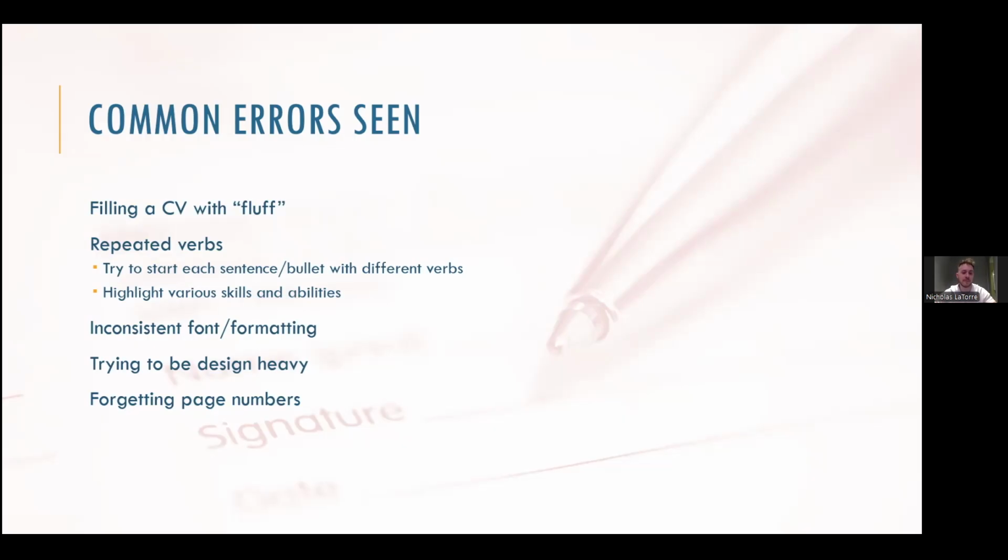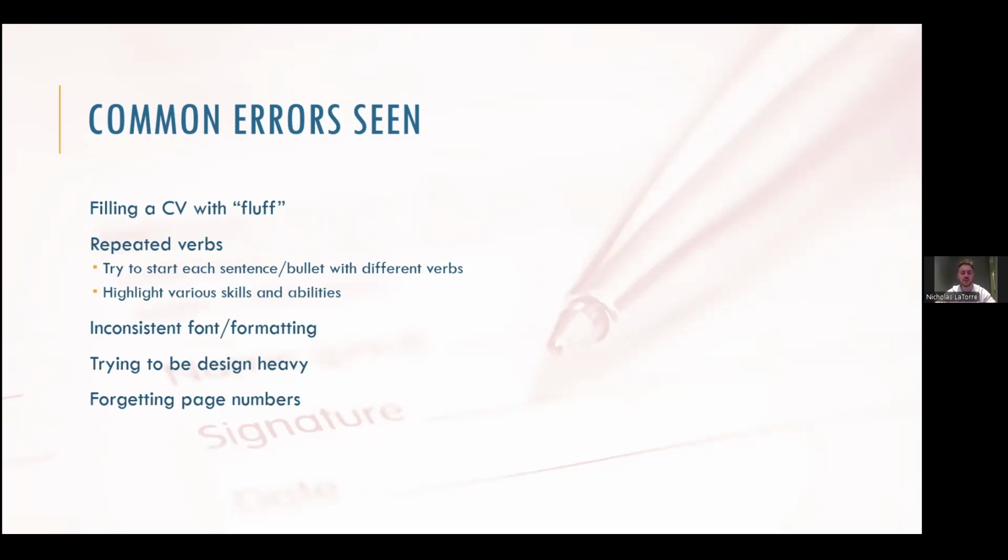you're developing. And inconsistent font formatting, that's a real big pet peeve of mine, but it just looks sloppy at the end of the day. So fonts being the same, sizes being the same for things. If you're punctuating somewhere, you're punctuating there consistently throughout. Trying to be design heavy, again, back to the resume, it's different. And then forgetting page numbers.